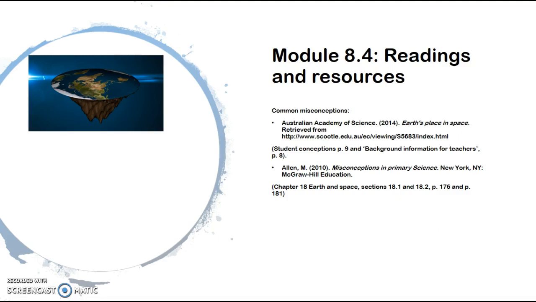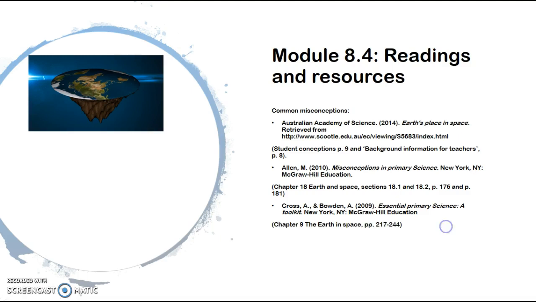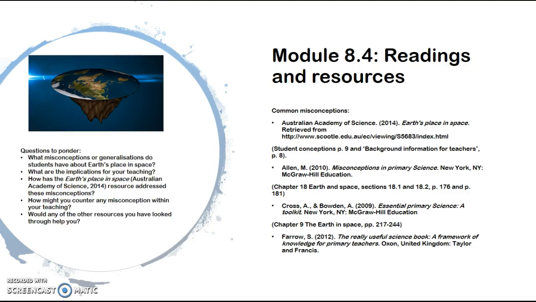sections 18.1 and 18.2. Some extra readings that you could have done were Cross and Bowden, The Essential Primary Science, Chapter 9 in that resource, and Farrow, the really useful science book, which has some great information about science knowledge for you. As you're looking at all those and reading through all those things, you should be asking yourself the following questions.